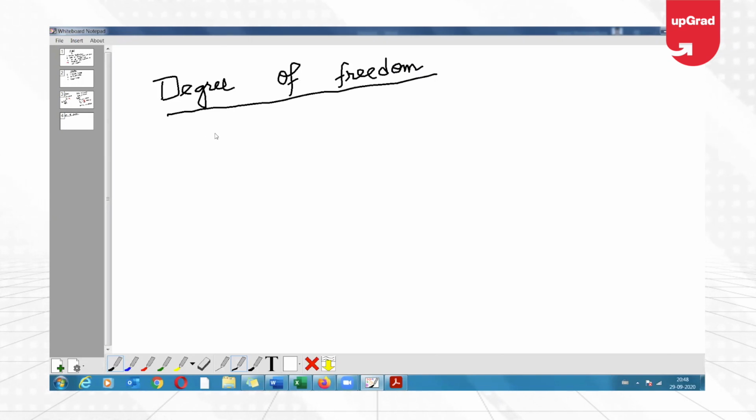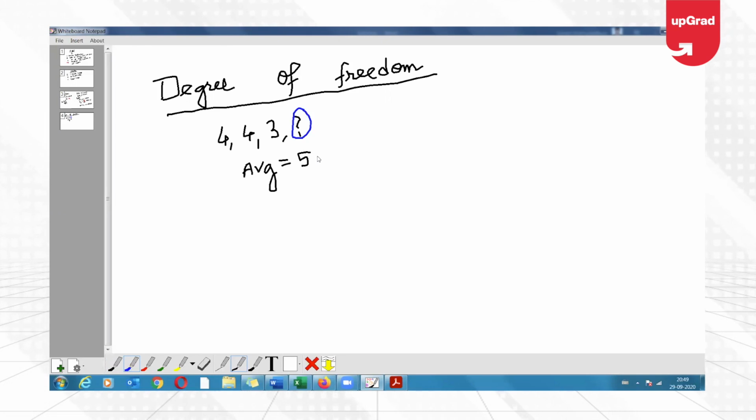Suppose I have 4 numbers. Suppose they are 4, 4, 3 and question mark. Now I tell you that their average is say 5. Looking at these details, can you calculate the missing number? The answer is yes, we can, and the answer will be 9.